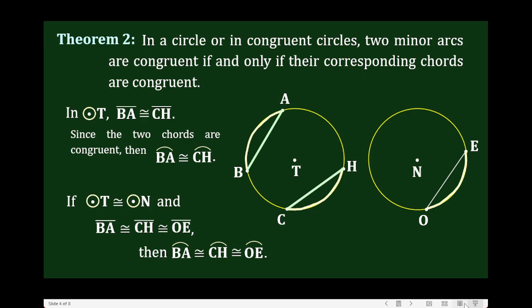Okay, so that is statement number 2. Of course, if two chords on the same circle are equal, it follows that their corresponding arcs are also equal or congruent.